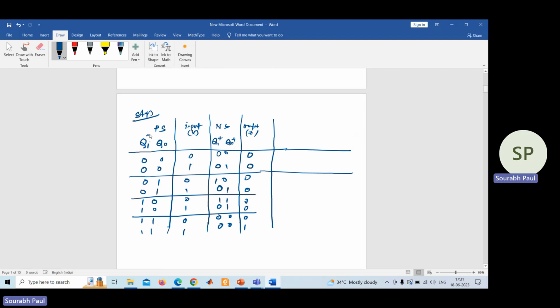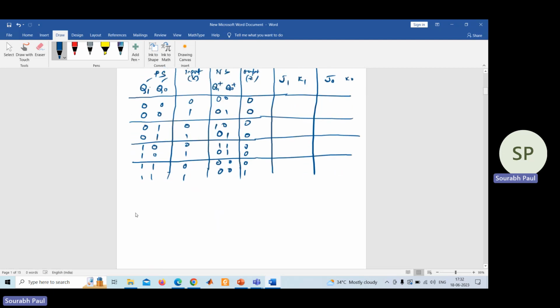Why? Because you have 2 bits in the representation. So you can write it down. J1, K1 is the first JK flip-flop, JK flip-flop number 1. Then you have the JK flip-flop number 0, that is J0, K0. So how many JK flip-flops have you used? 2. Now you need to determine the values of these J and K. Now for that, you have to use the excitation table of the JK flip-flop.